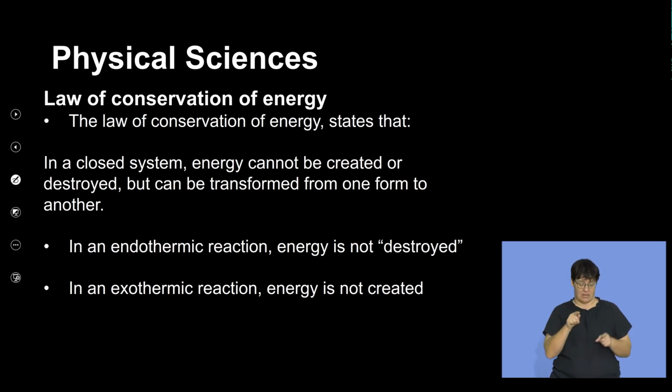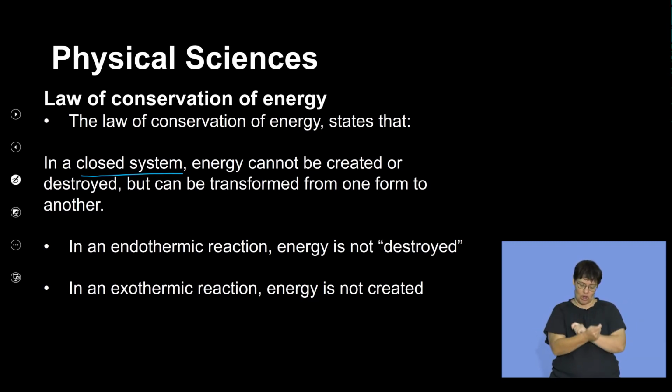Okay, so the law of conservation of energy is very clear in terms of what happens in a closed system. We know that energy cannot be created or destroyed, but energy can be transformed from one form to another. So in a chemical change, when we break bonds, we don't destroy energy. Equally, when we form new bonds, energy is released, but we are not creating new energy. We're just transforming energy from one form to another.